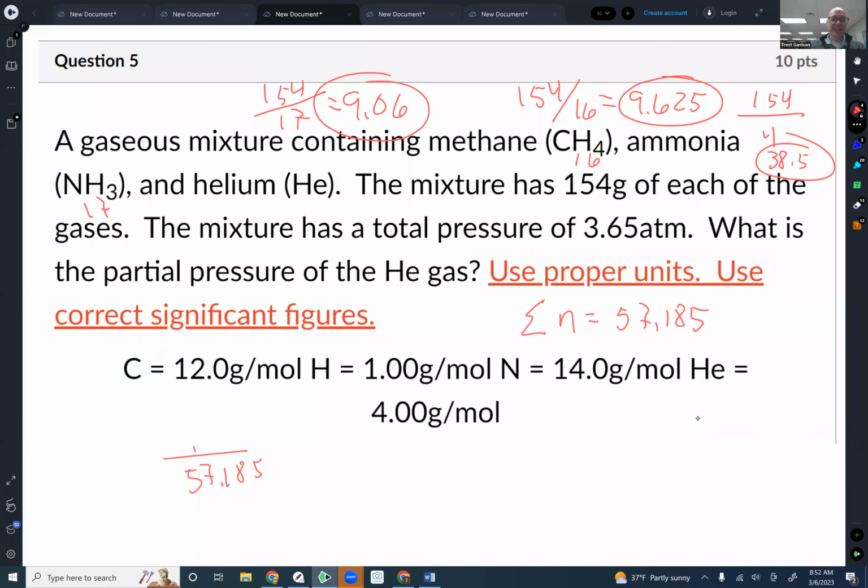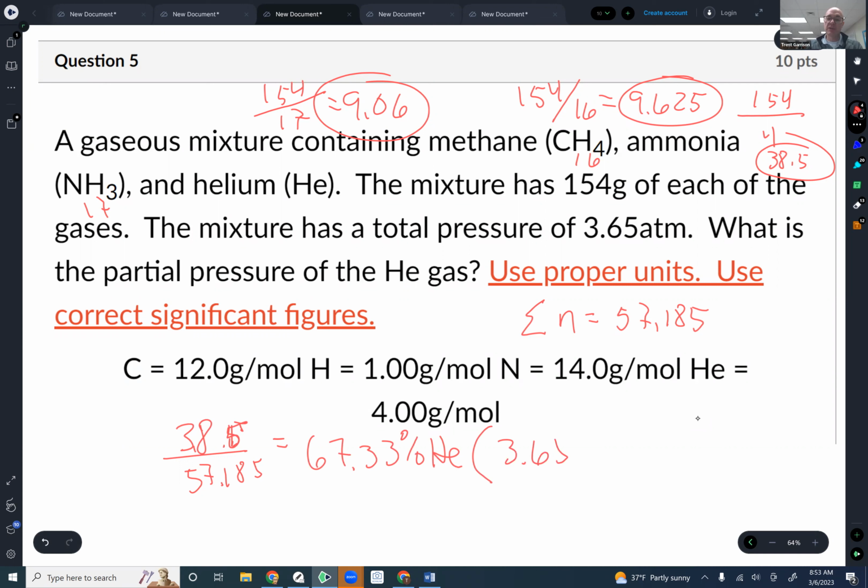So we will take 38.5 divided by 57.185, and the answer is 67.33% helium by the mole ratio. Then we take that percentage and multiply it by 3.65, and that will tell us the partial pressure. 2.46 atmospheres is the partial pressure for helium.